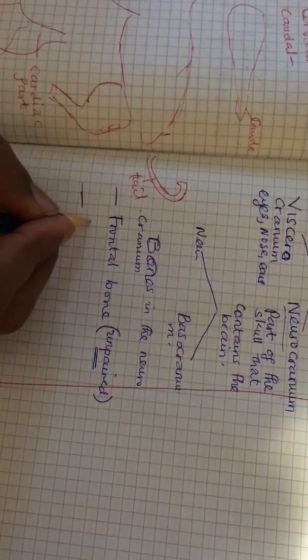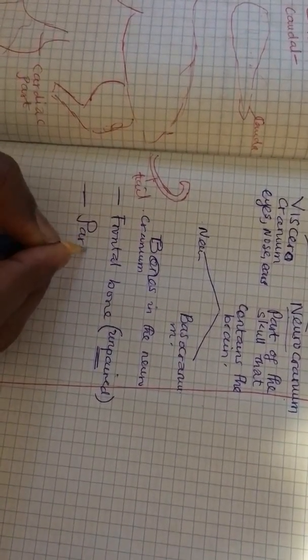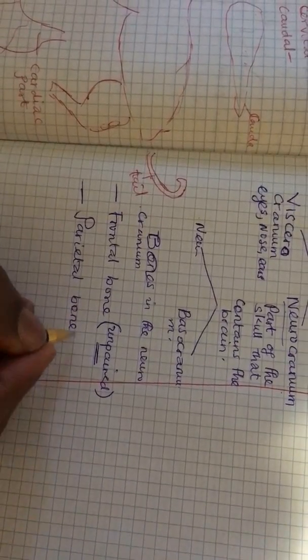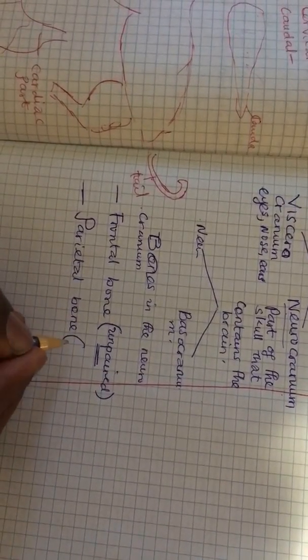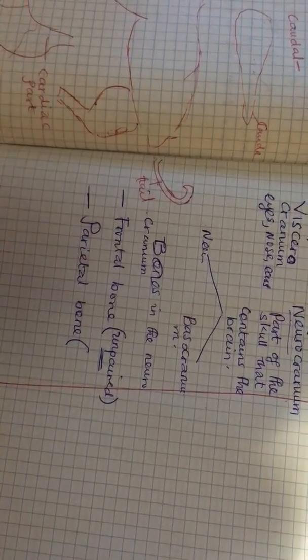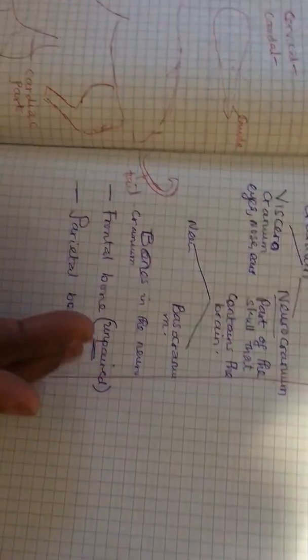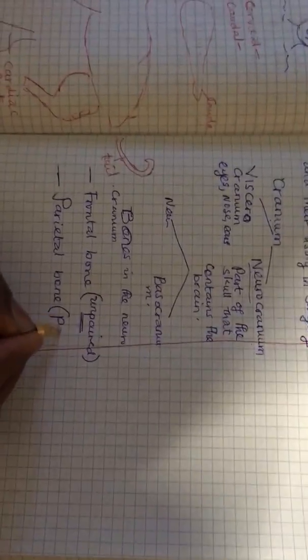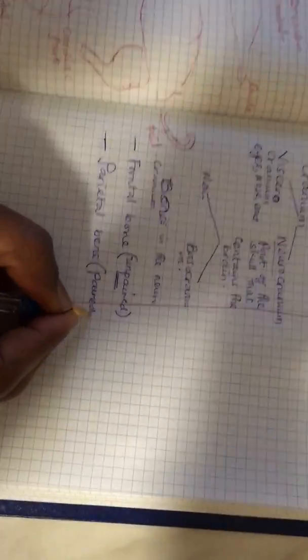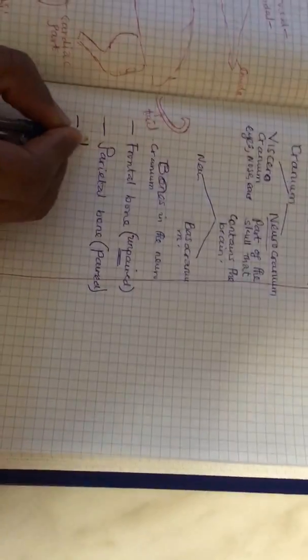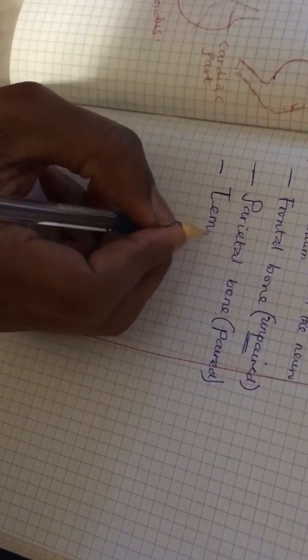Okay, so we have the parietal bone. But you know, the parietal bone is two. We have one on this side, another one on this side, so it is paired. The frontal bone is only here. The parietal bones, one side is here and here. It is up, not down.